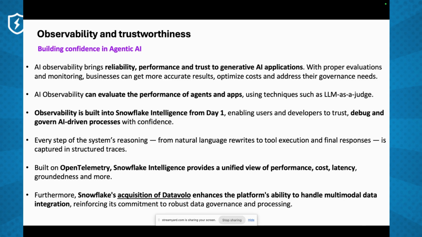Built on open telemetry, Snowflake Intelligence provides a unified view of performance, cost, and latency. When you get all these views, you can get the right observability into the system, take the right decisions, bring the right optimizations, and know very quickly what to change, what to show to the business, etc. And recently, we all know that Snowflake acquired Datavolo, and that further enhances the platform's ability to handle multi-model data integration. That is where we are talking about governance and processing. So that's the next pillar that Snowflake has, the fourth pillar, which is all about observability.